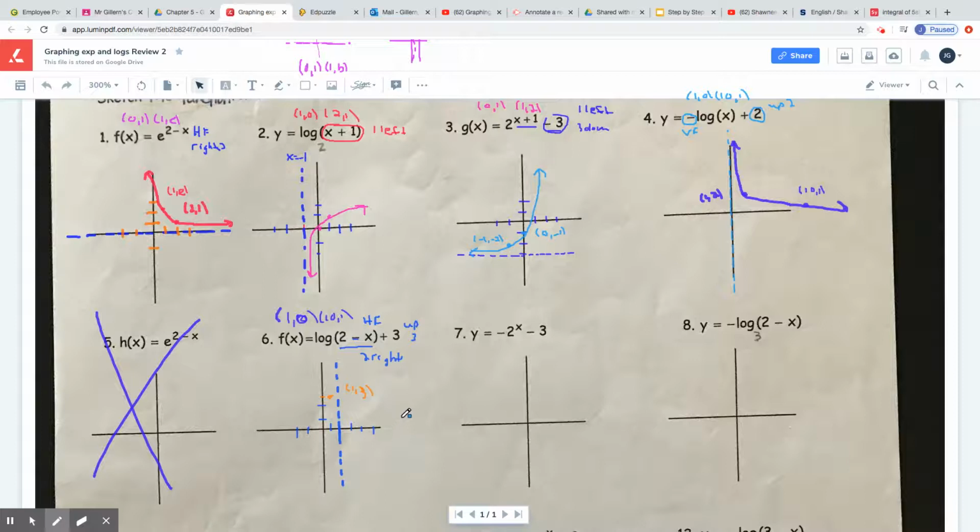All right, 10, 1's over here. Horizontal flip puts me at -10, 1. 2 to the right puts me at -8, 1. Up 3 puts me at -8, 4. Right? And our graph looks like that. That's an awful arrow. Sorry. So this is at -8, 4.